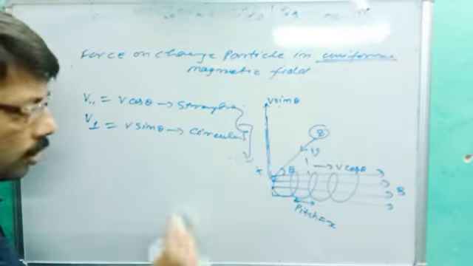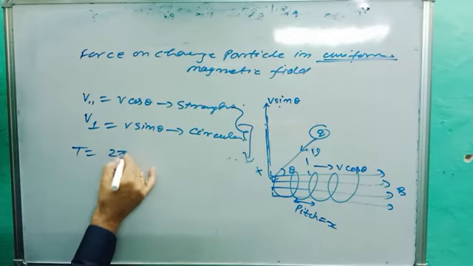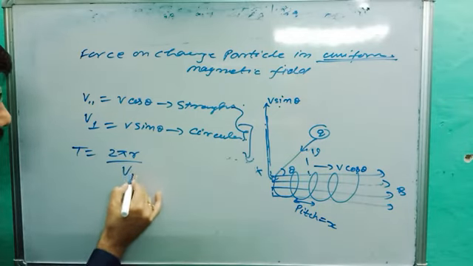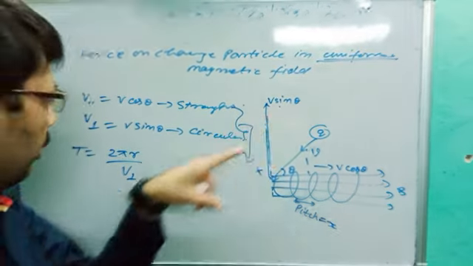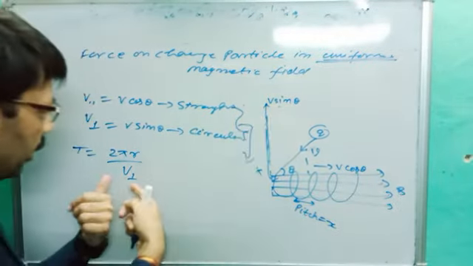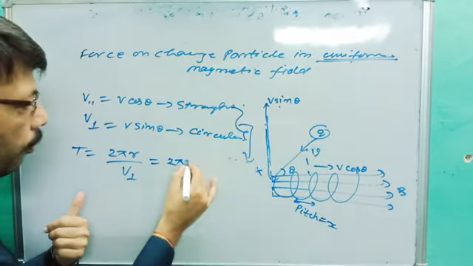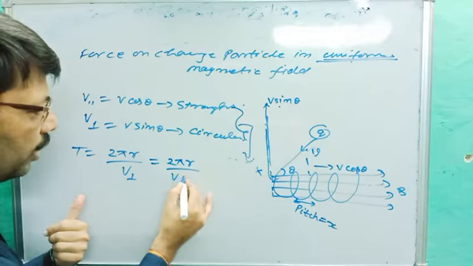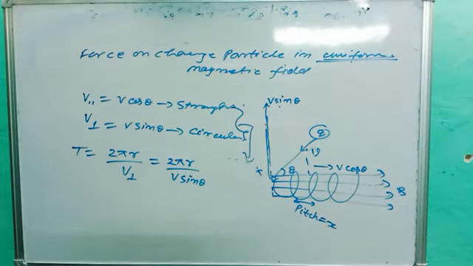Okay. So now what will be the time period? Time is equal to distance, 2 pi r, upon velocity. The velocity is v perpendicular, because v perpendicular is the one trying to rotate in a circular path. We are taking the circular path, so that's why we have taken v perpendicular, which is v sin theta. So time period is equal to 2 pi r upon v perpendicular, v sin theta. So this is all about your time period.